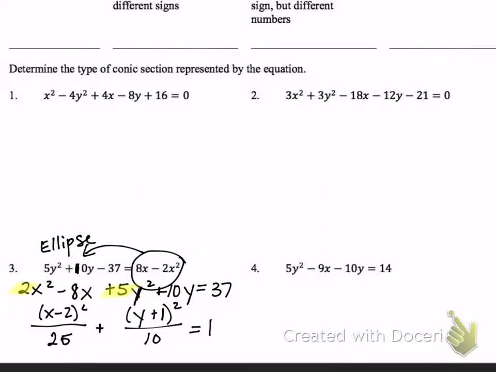Are we good with that? This is 25. Okay, if we look at number 4, it's already kind of set up for us.